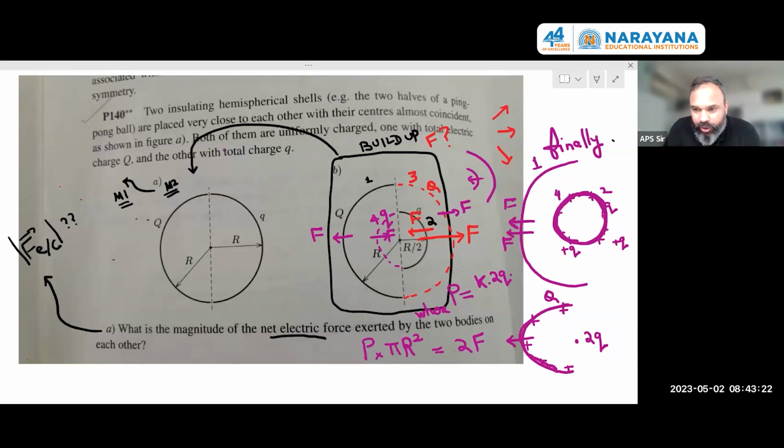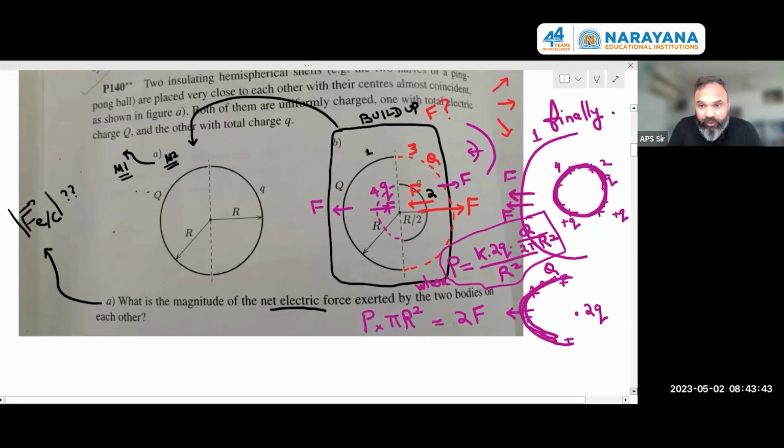So K into 2Q into the charge per unit area, divided by capital R square. And the charge per unit area on this capital Q will be capital Q divided by the surface area, which is 2 pi capital R square. This is my expression of the pressure.